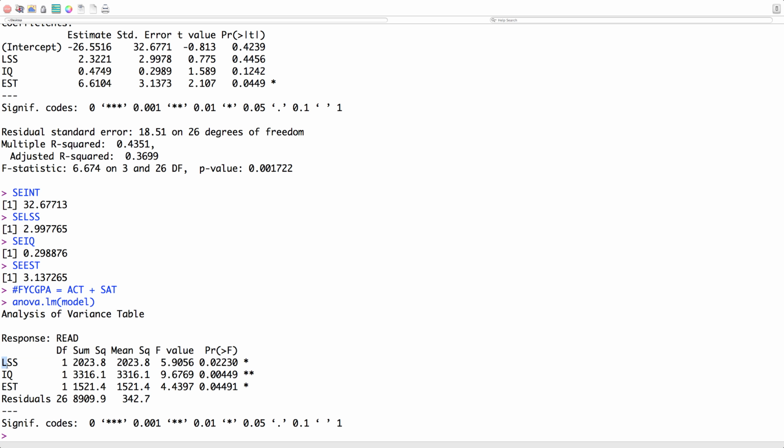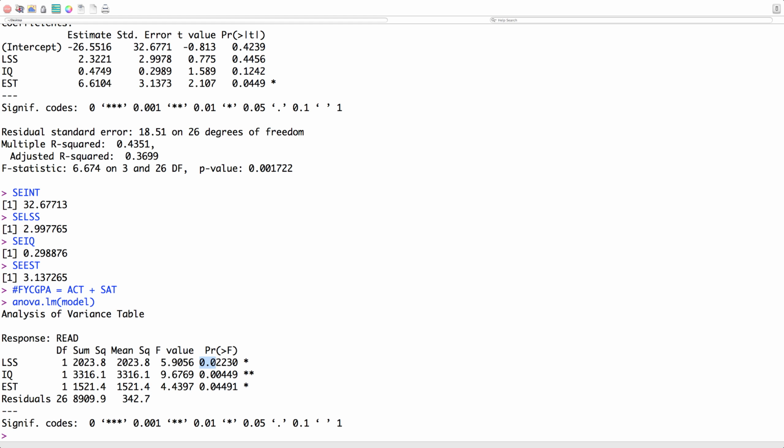And then we get this partitioning. Instead of just having one line of regression, it's partitioned out the sum of squares for LSS, IQ, and EST. All right, no big deal. Trust me, if you add those three numbers together, 2023.8, 33.16, and 1521.4, you're going to get 6861.3, just like we got for the sum of squares for regression. Now is when the fun starts. What they do here is they create what's called a sequential partition of the sum of squares.